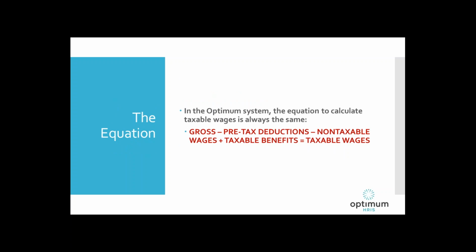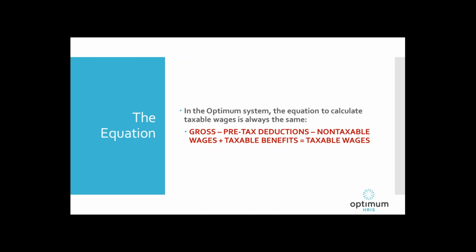In all of your Optimum applications, the equation to calculate taxable wages is always the same. Gross minus pre-tax deductions minus non-taxable wages plus taxable benefits equals taxable wages. And you might want to jot that down. You're going to see it repeated on many of the slides that will follow this one. But this is always the equation to calculate taxable wages.